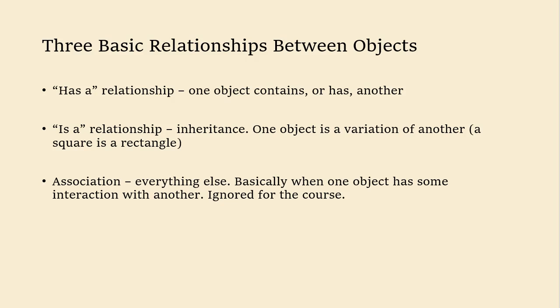And then association, which is basically everything else. And we're not going to talk about that much because it doesn't actually show up that much in the course. Anytime one object interacts with another object and it's not involved in a has-a or an is-a, we're just going to call it association. Now this has-a relationship is what we're going to focus on in this talk. The is-a relationship we'll flesh out a lot more next week.